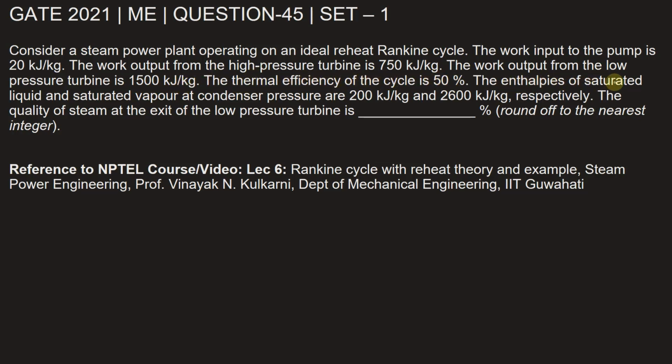The enthalpies of saturated liquid and saturated vapor at condenser pressure are 200 kJ per kg and 2600 kJ per kilogram respectively. The quality of steam at the exit of the low pressure turbine is, so we need to find the quality of steam at the exit of the low pressure turbine in percentage.